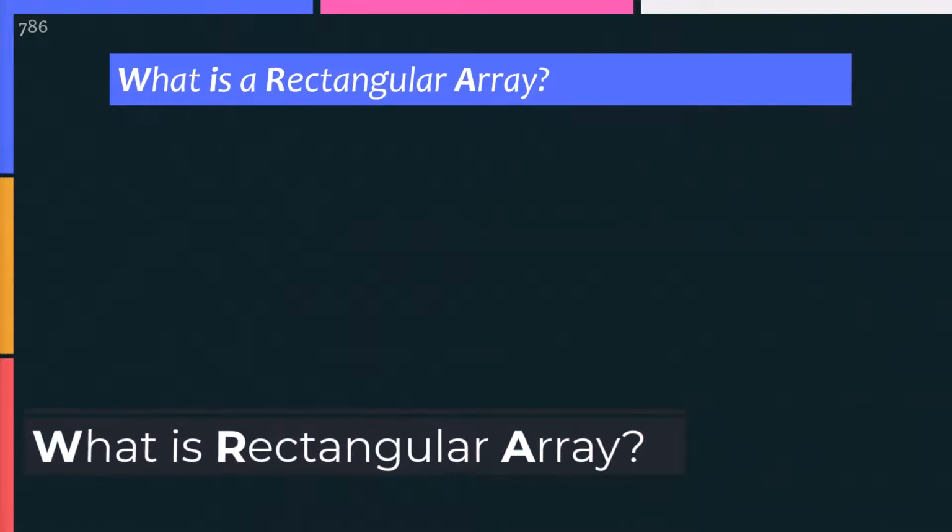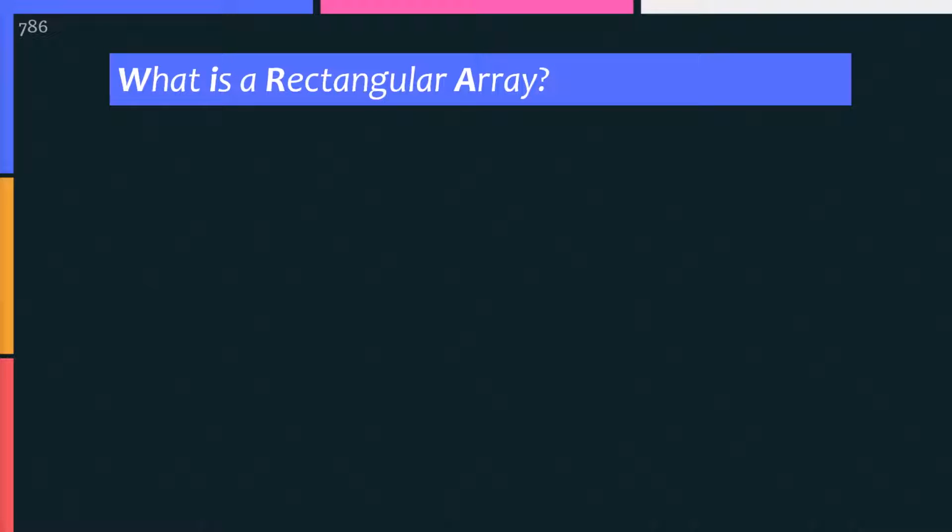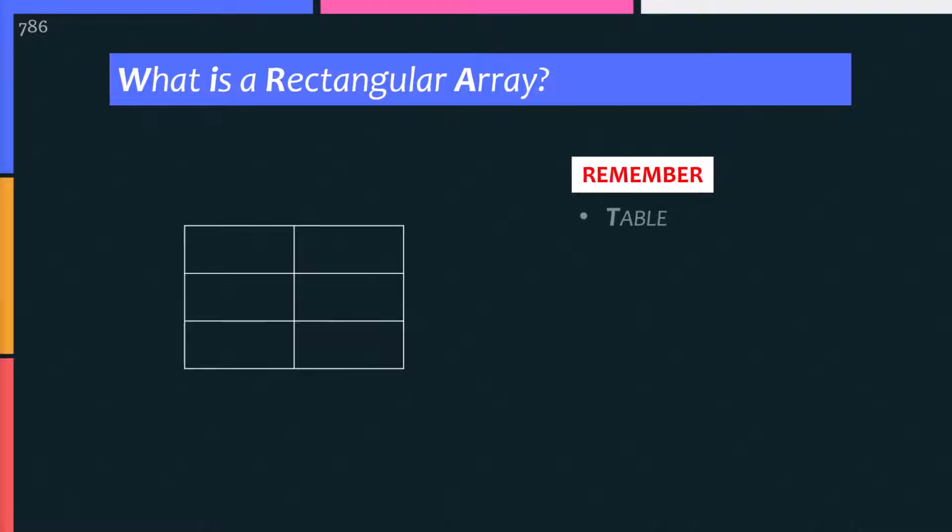What is rectangular array? C# rectangular array is an array of two or more dimensions. Think of this array as a table, where the first dimension is the number of rows and the second dimension is the number of columns, separated by comma. Due to these two dimensions, this array is known as two-dimensional array or 2D array.